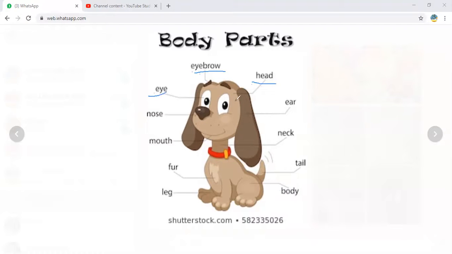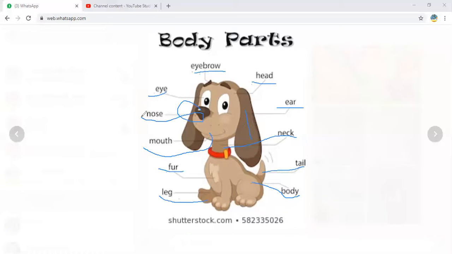And next one, eye. Ears. The ears are very long. Yes, the dog has long ears. And next one, this is the neck. Next, this is the tail. The body. And next, these are the legs. And in the body, we have hair. What we call fur. And next one, this is the mouth. And what is this one? Yes, nose. These are the body parts of an animal.